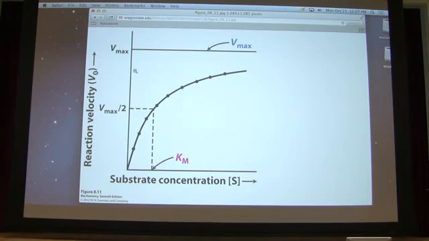By measuring initial velocities, that's the highest velocity we're going to see. If we wait until we get to equilibrium, we'll have zero velocity because no change is happening. So we have to measure initial velocities in order to have a chance to even get up to Vmax. So it's initial velocity that actually bails us out.